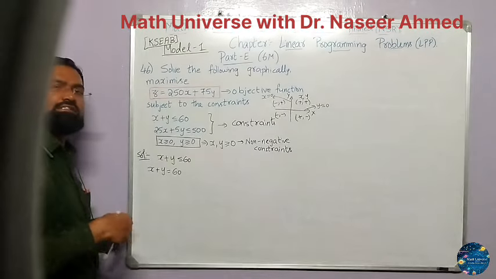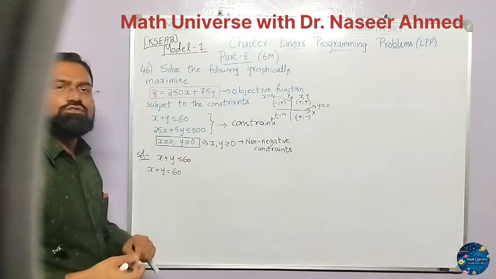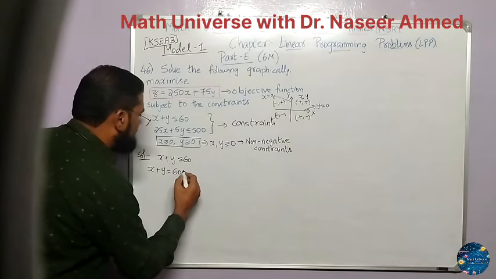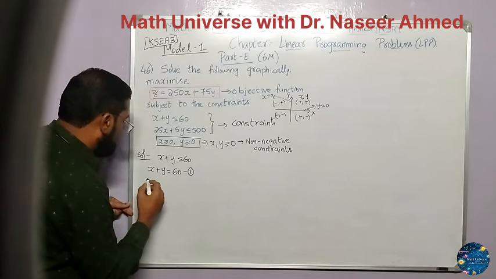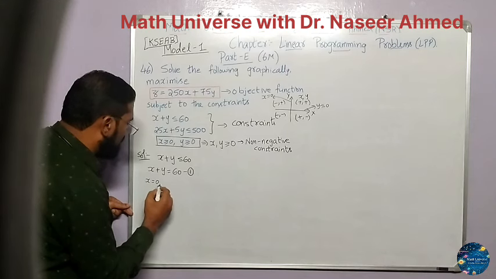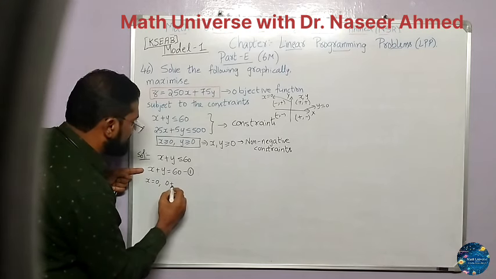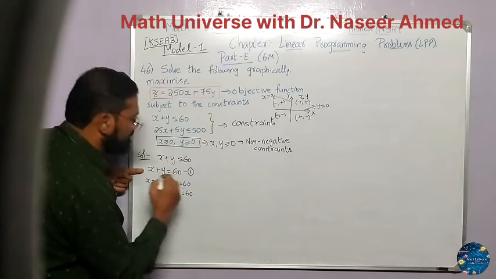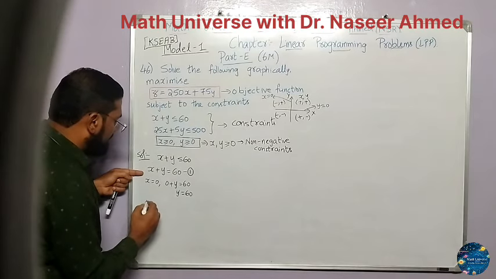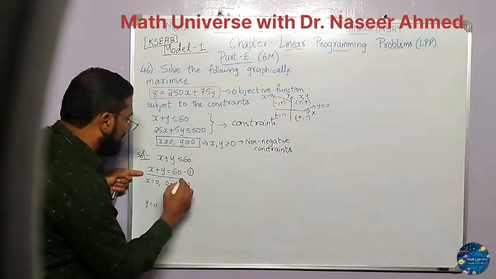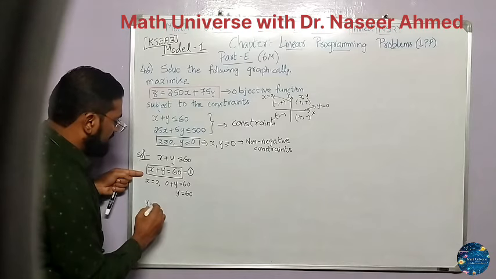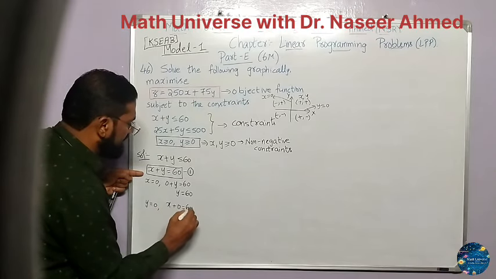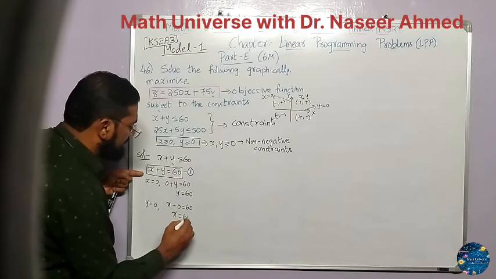I prefer to take x equal to 0, then get the y value, and y equal to 0, get the x value, because the calculation will be simple. So I will regard this as equation number 1. When I am taking x equal to 0, you can see it is 0 plus y is equal to 60, or y is equal to 60 here. Similarly, when I take y equal to 0 for the same equation, we get x plus 0 is equal to 60, or x is equal to 60.